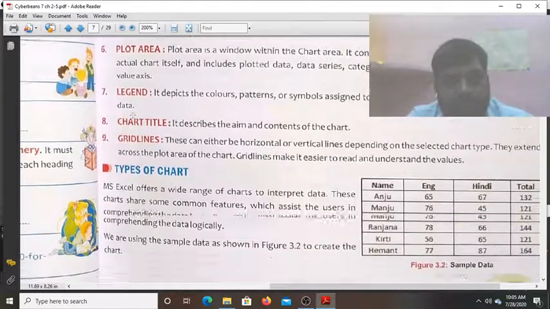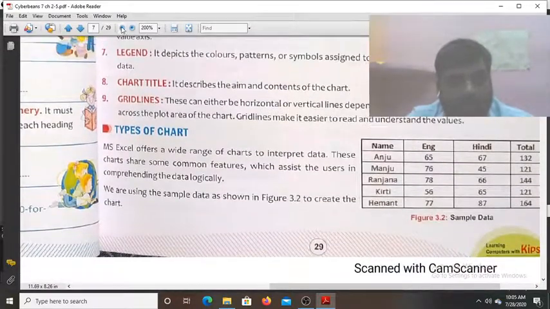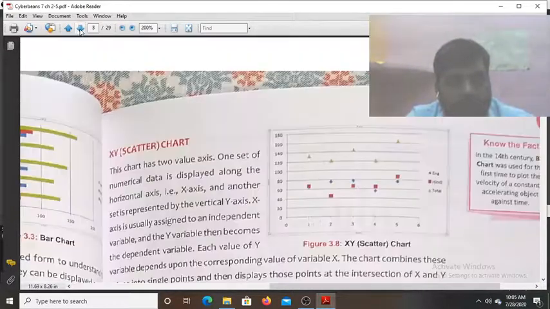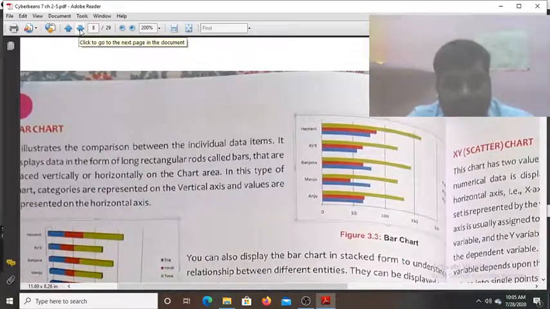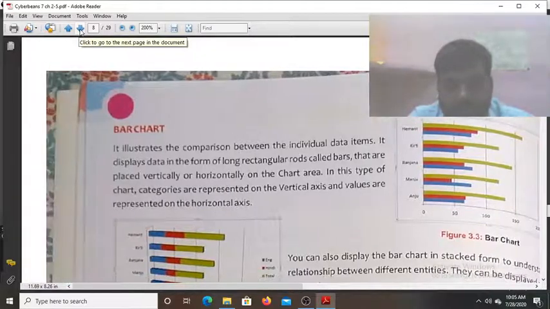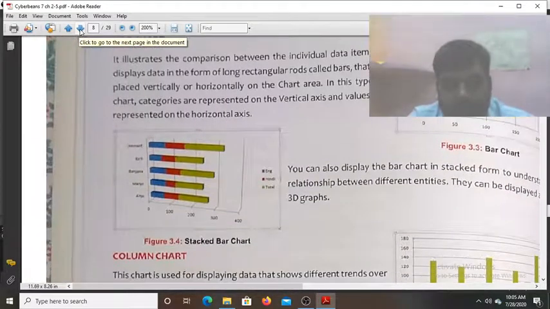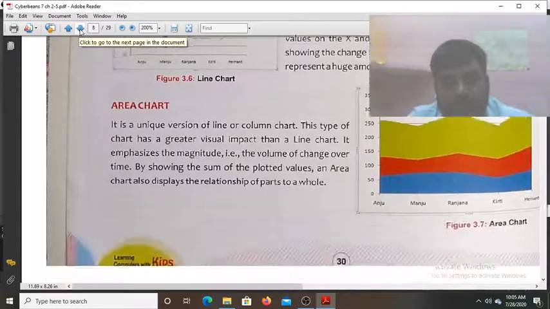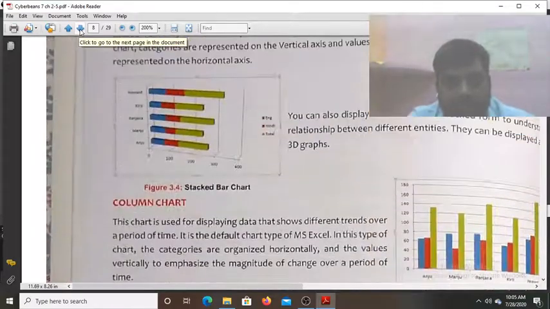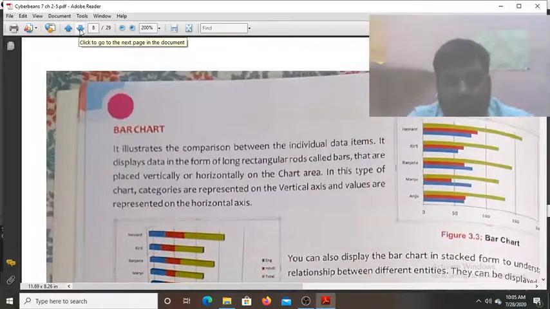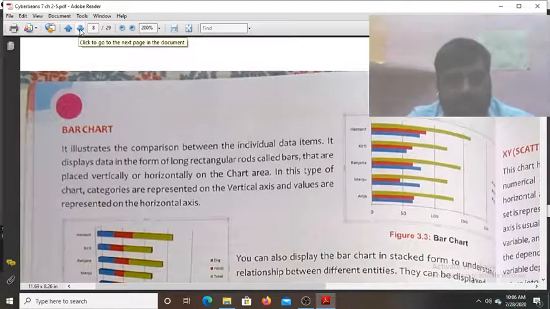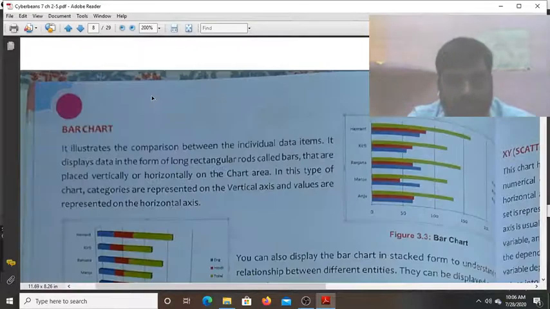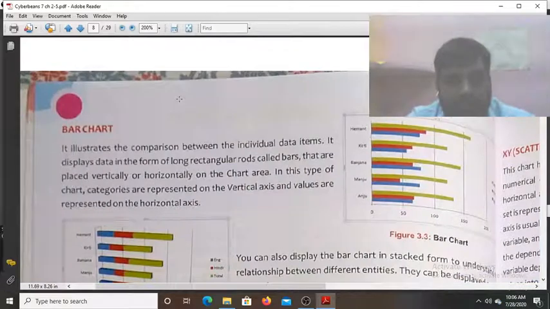So we are seeing the types of the chart. Okay, now see the different types of chart. Okay, this is page number 30. Now see, the first type of the chart is the bar chart. First is the bar. Okay, see, this is the bar chart.